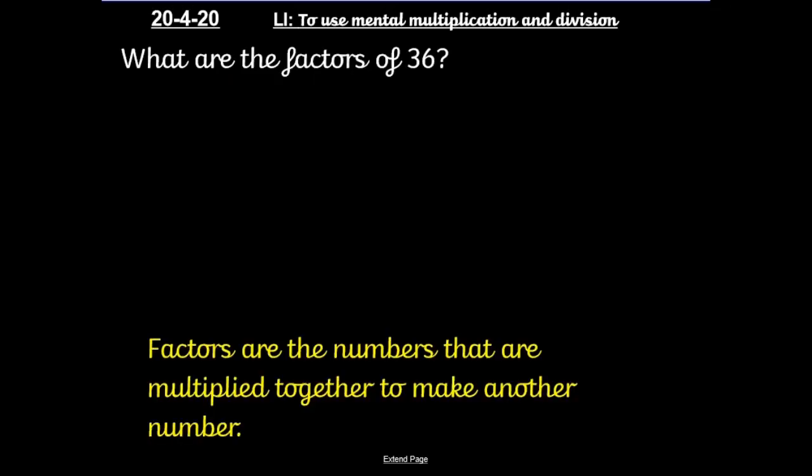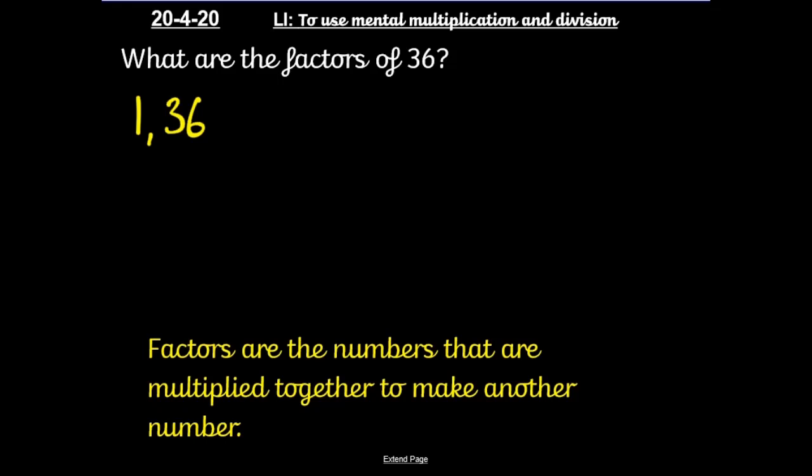Okay, excellent. Right then, so today we are going to be looking at the factors, prime numbers, multiple numbers, and all of those types of questions. Now, what are the factors of 36? Now remember, factors are the numbers that are multiplied together to make another number. So the factors of 36 are any number that can be multiplied together to make 36. Well, let's start fairly straightforward. Of course, 1 and 36 is going to be there.